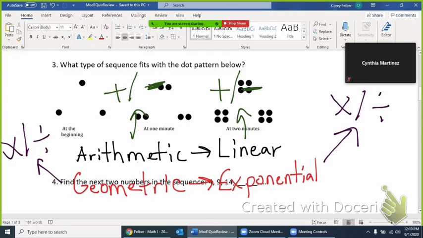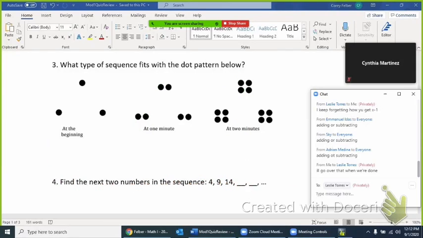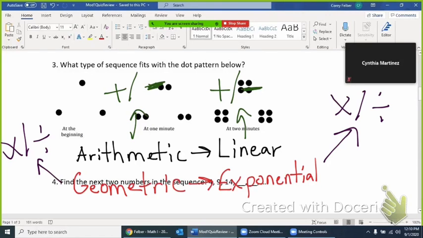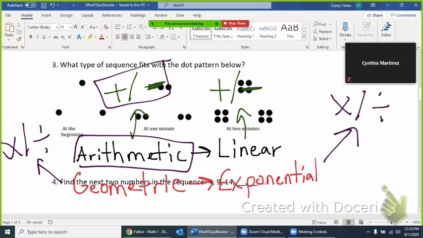Now let me ask you guys, if you think you know it, go ahead. What type of sequence do you think this is? Is it arithmetic or is it geometric? I'll put it back up there. Remember, arithmetic is adding and subtracting. Geometric is multiplying or dividing. So what are we doing here? What was our pattern with these dots?